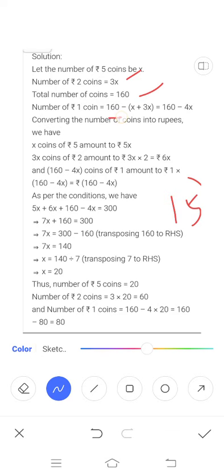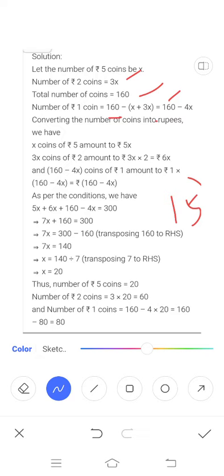From the total coins, when you subtract the 5 rupee and 2 rupee coins, you will get the 1 rupee coins. So the 5 rupee is x, the 2 rupee is 3x. So x plus 3x is nothing but 4x. From the total, 160 is the total number of coins, so from 160 you have to subtract this 4x. How did you get 4x? The 5 rupee coin and 2 rupee coin total is 4x. So we subtract 4x from the total number of coins to get the number of 1 rupee coins.